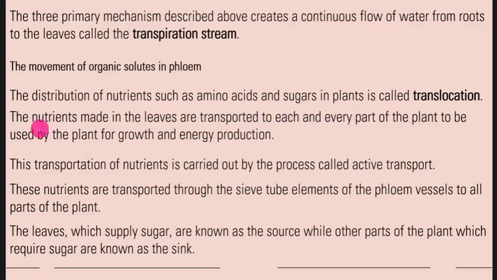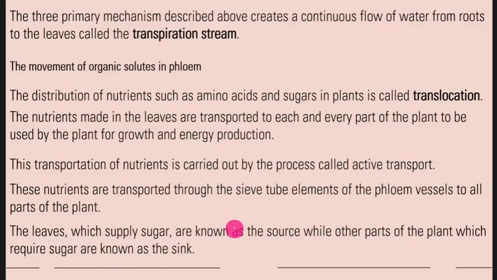Tell them the nutrients made in leaves are transported to each and every part of the plant to be used by the plant for growth and energy production. You tell them this transportation of nutrients is carried out by the process called active transport. You tell them these nutrients are transported through the sieve tube elements of the phloem vessels to all parts of the plant. You tell them the leaves which supply sugar are known as the source, while other parts of the plant which require sugar are known as the sink.